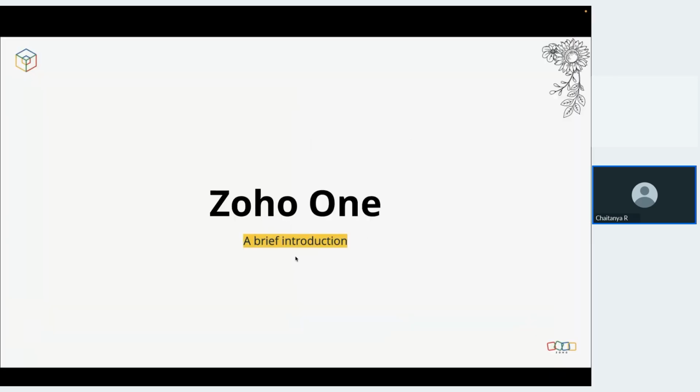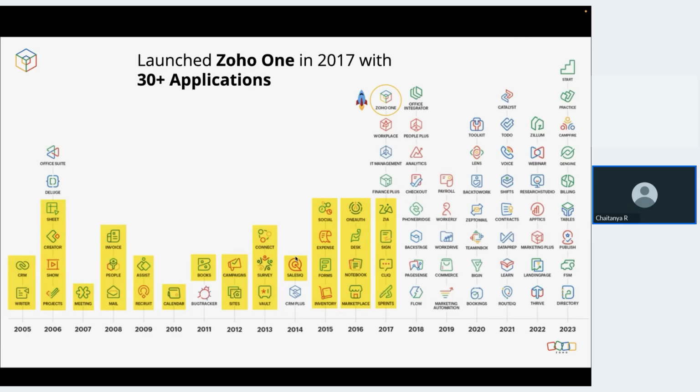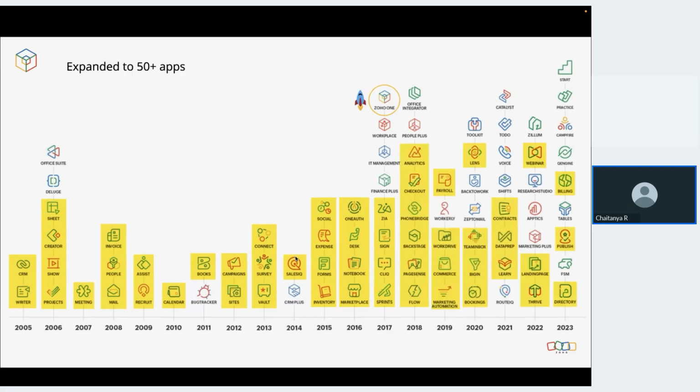So before we move on with the session, I'd like to give a brief introduction on what Zoho One is. We call Zoho One the operating system for business. We launched Zoho One in 2017 with 30-plus applications across 8 different departments. Currently, we have expanded to over 50 applications across 12 different departments.